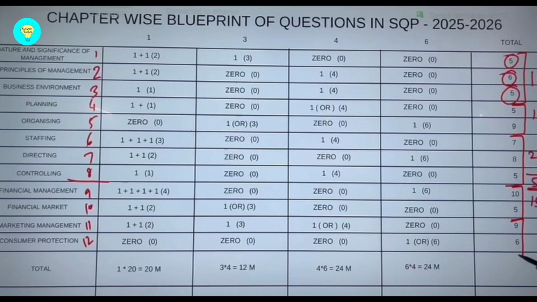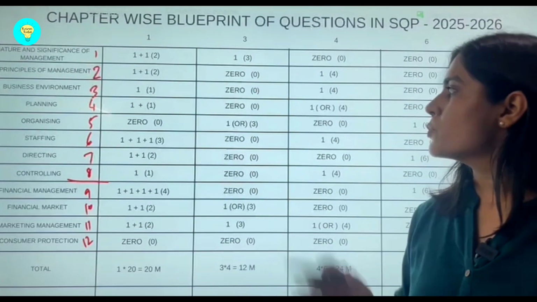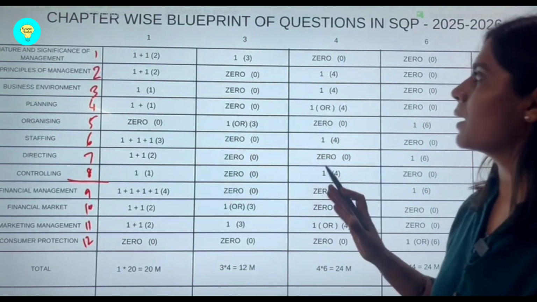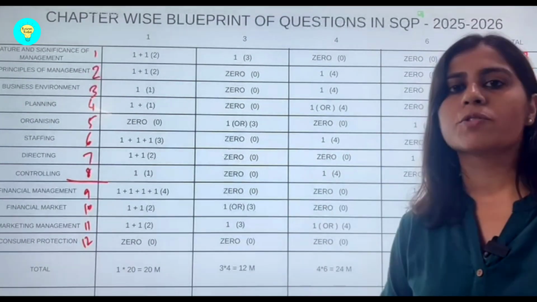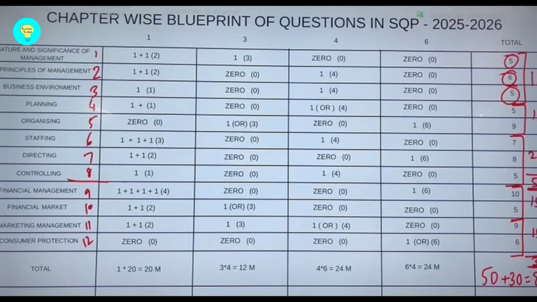And the last 2 chapters, marketing and consumer, are again 15 marks. So summing up to 30 marks for part B. So in total, part A plus part B is 80 marks. And this is how your 3 hours paper is going to be held. So here, students, just look at this analysis very, very carefully. You can take a screenshot of this so that you can refer to it later.